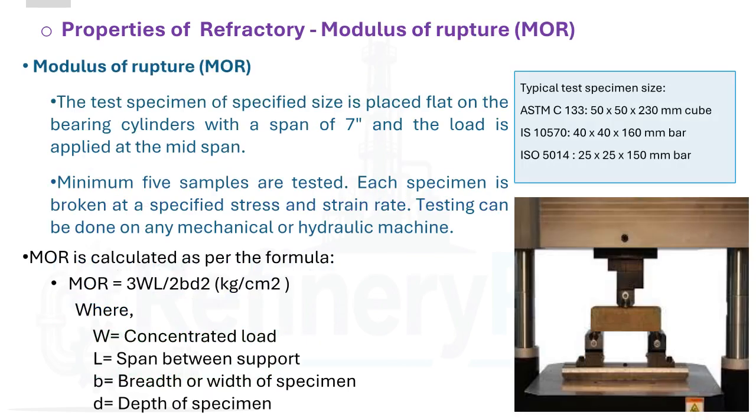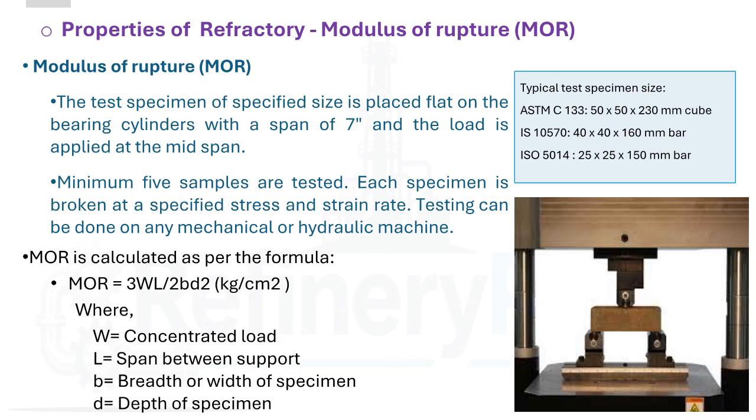Now, let's move from compression to bending strength. This is where the modulus of rupture, or MOR, comes in. Remember, CCS tests compressive strength under crushing forces, while MOR tests tensile and bending strength under a different loading scenario. Here's how the test works. A specimen of specified size is placed flat onto bearing cylinders with a span of 7 inches between them. Load is then applied at the midpoint. Essentially, we bend the specimen until it breaks.